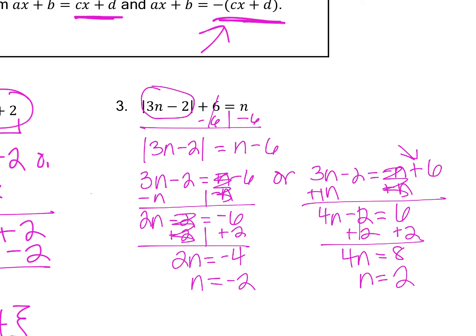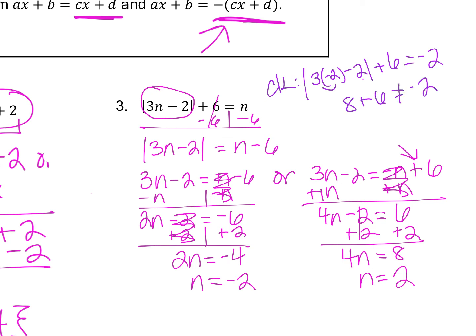Okay, so we will need to check. I'm going to check this one. You're checking all of them. Okay, I'm just plugging in negative 2 for n. So that's going to be negative 6 minus 2 is a negative 8. So absolute value of that is 8. Plus 6 does not give you negative 2, so that one doesn't work.